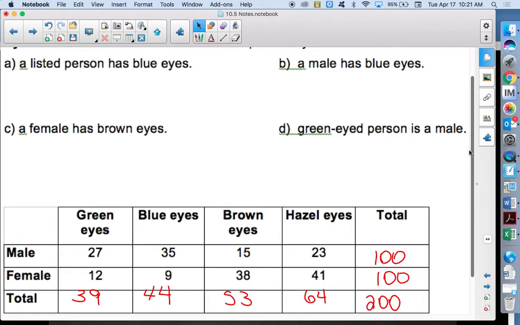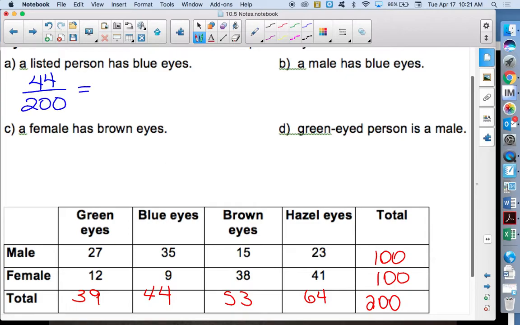So the probability that a person has blue eyes is how many people have blue eyes? 44. Out of how many people were surveyed? 200. And if you divide that by 4, I know, tough question, 44 divided by 4, 11 over 50. There you go.